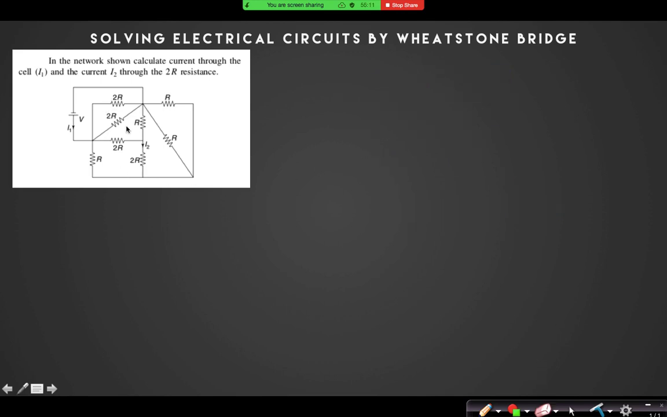This 2R and this 2R, they are in parallel. Can I understand that? Yes, sir. This 2R and this 2R, they are in parallel. So let me draw it like R, right? And there is, let me draw it in this way, R.